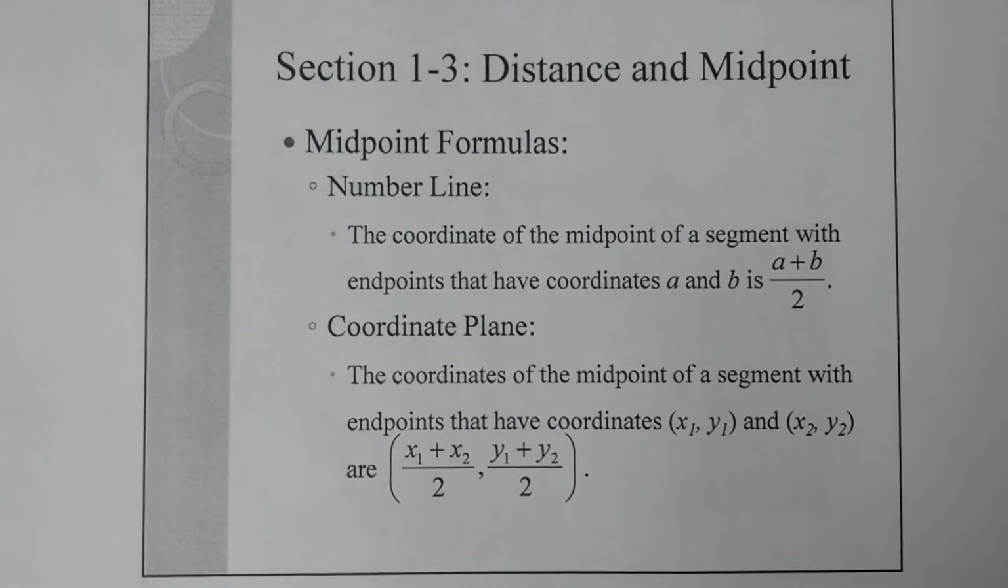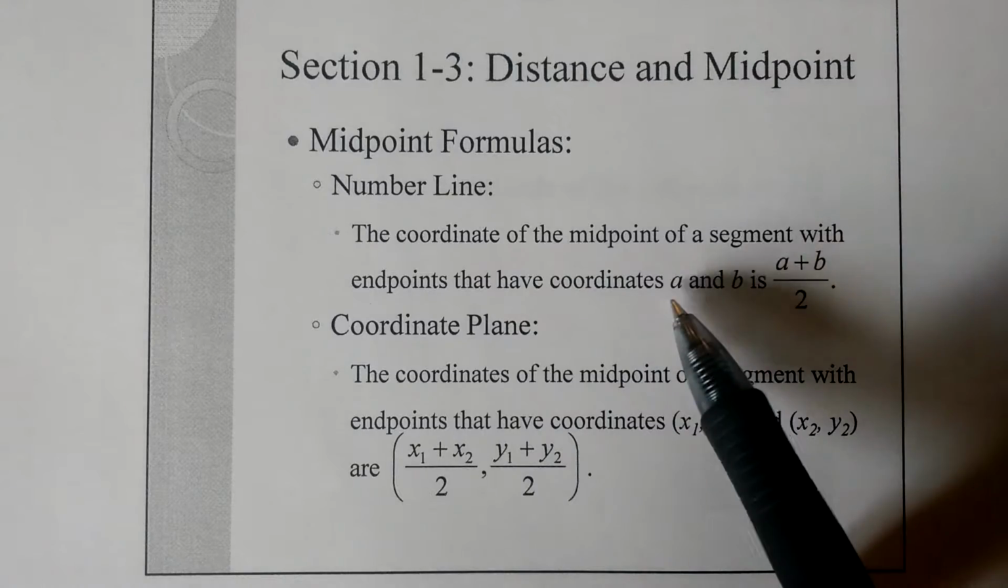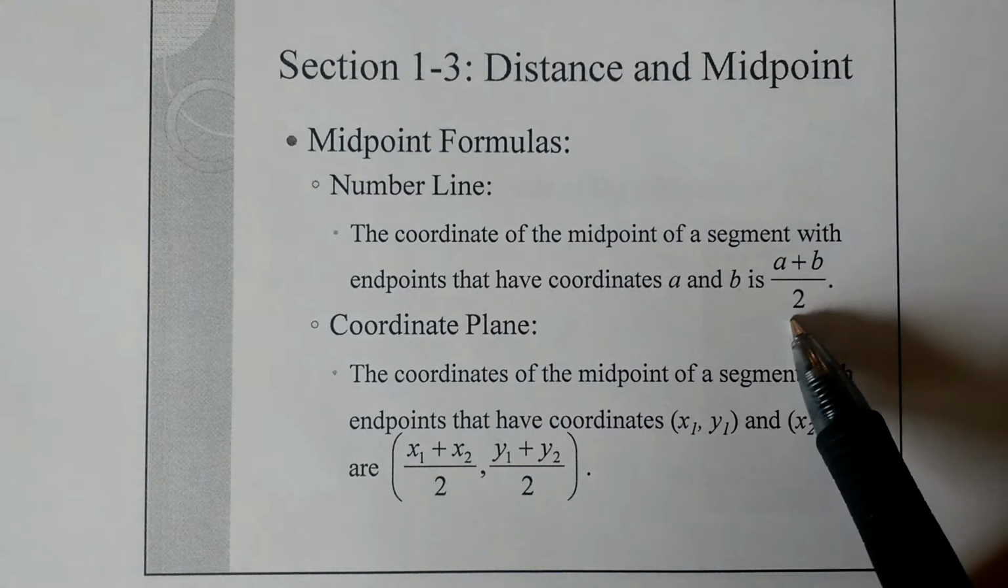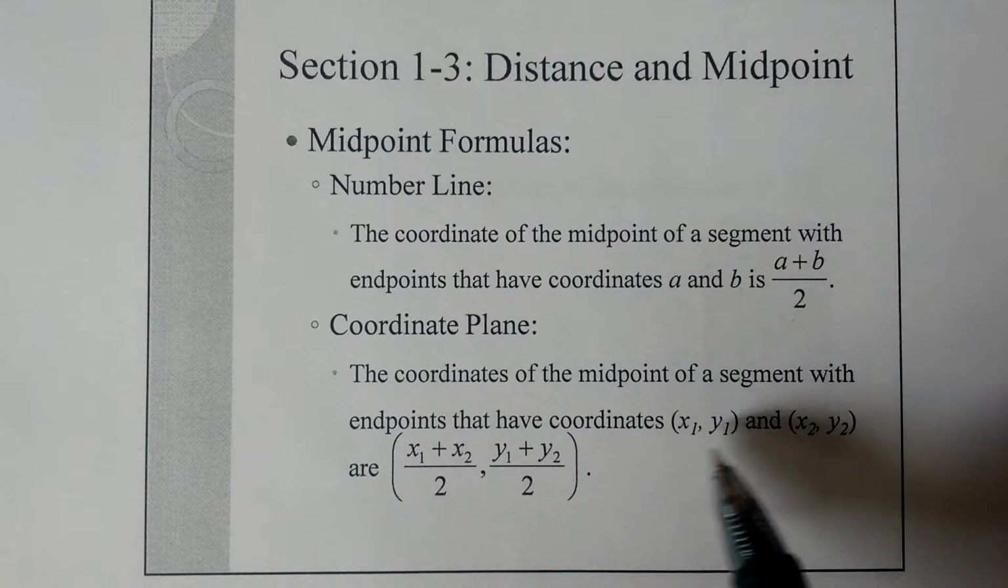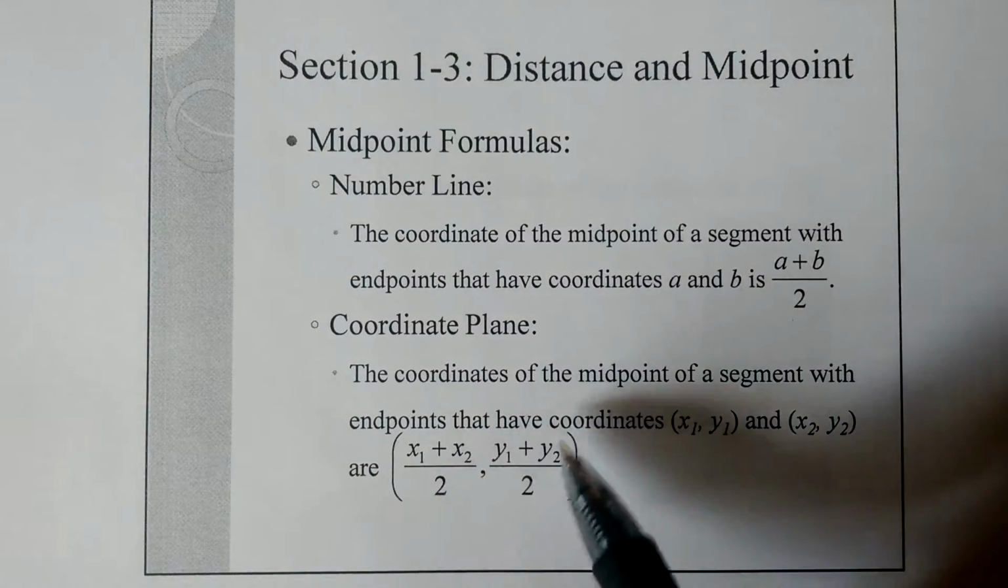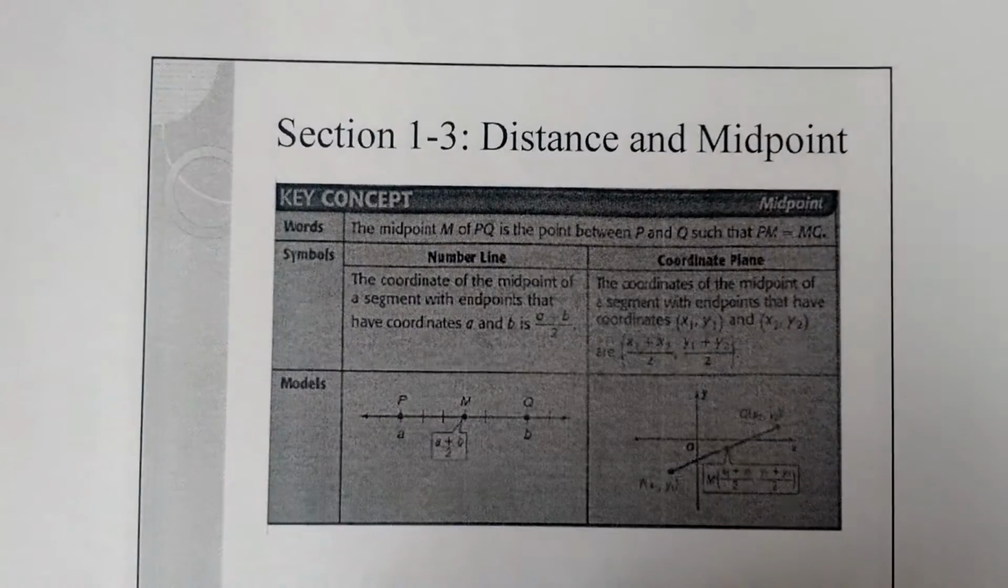So here's your midpoint formula. On the number line, if your 2 points lie at A and B, you just add them up and then divide by 2. If you have an X and a Y, you add the X's, divide by 2, add the Y's, divide by 2. So another one for your theorem book.